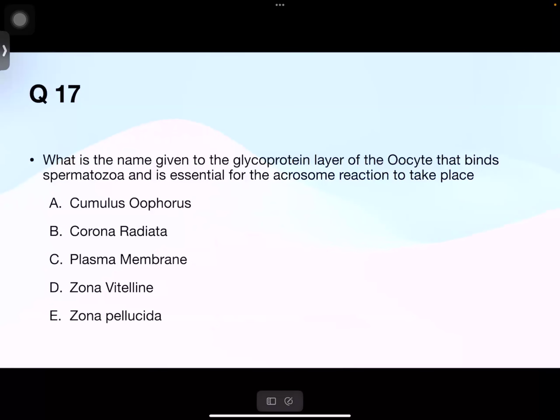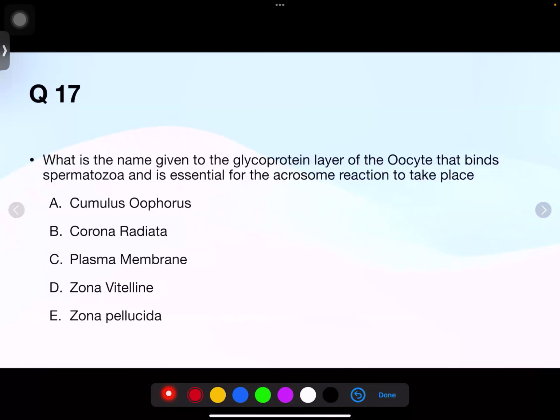What is the name given to the glycoprotein layer of the oocyte that binds spermatozoa and is essential for the acrosome reaction to take place? Zona pellucida. Zona pellucida, yes.